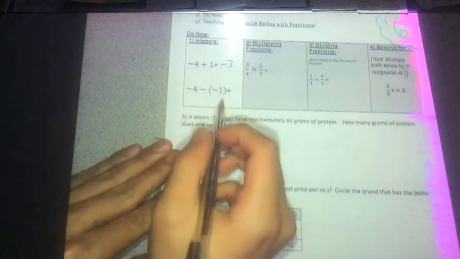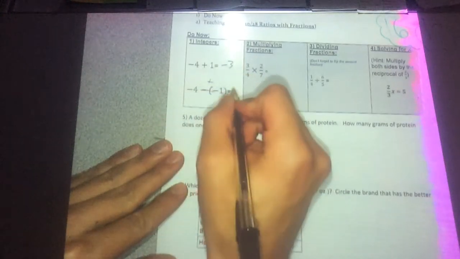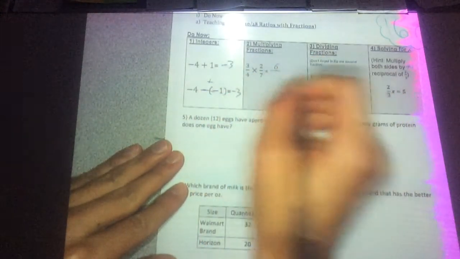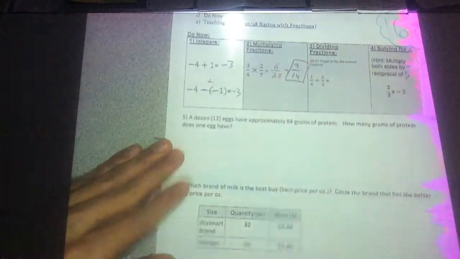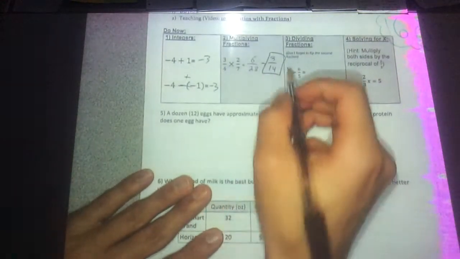Everybody, I'm going to go with the do now first. Negative 4 plus 1 should be negative 3. This minus a negative here turns into a plus, so it's also going to be negative 3. This is going to be 6 over 28. I'm going through this very fast because this should be review now.